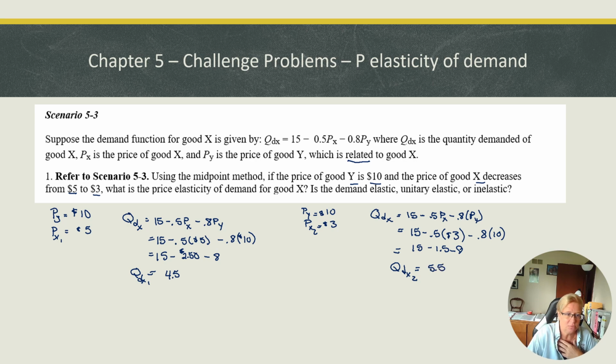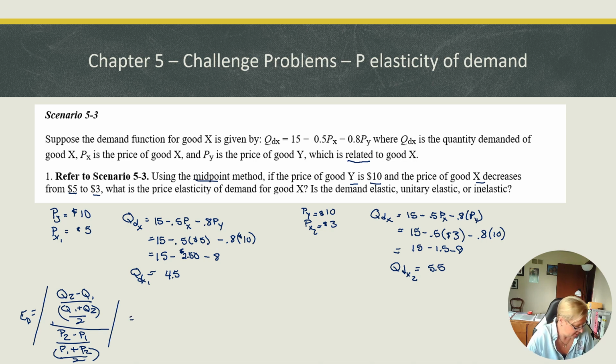Now we're going to have to use the midpoint method here, and remember the midpoint method is Q2 minus Q1 over Q1 plus Q2 divided by 2, doing that portion first, over P2 minus P1 over P1 plus P2 divided by 2, doing that first, and we're going to take the absolute value here. So that is the elasticity of demand using the midpoint method.